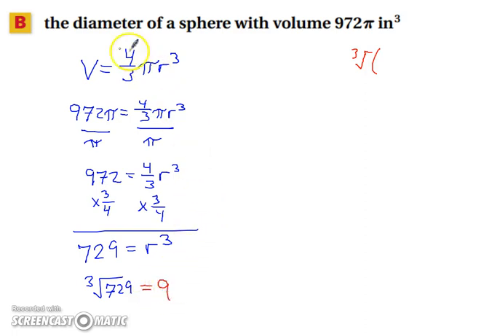So we want the diameter, not the radius, so we need to double it. And so the end answer is 18 inches. So our diameter of a sphere with volume 972 pi is 18 inches. Alright, well, let's try a hemisphere.